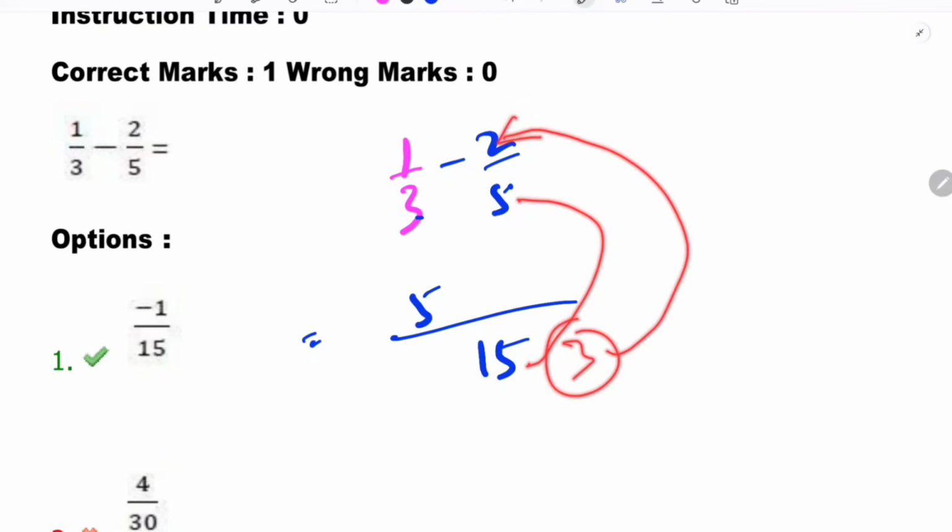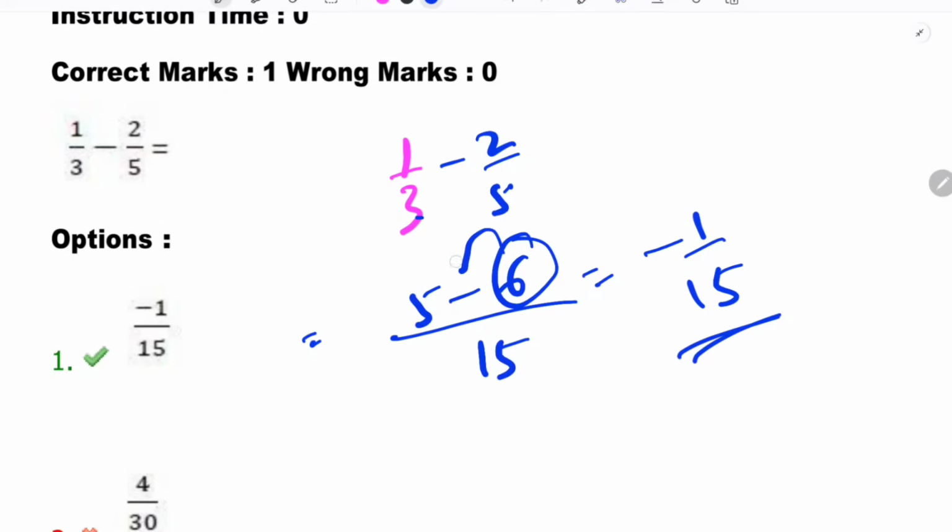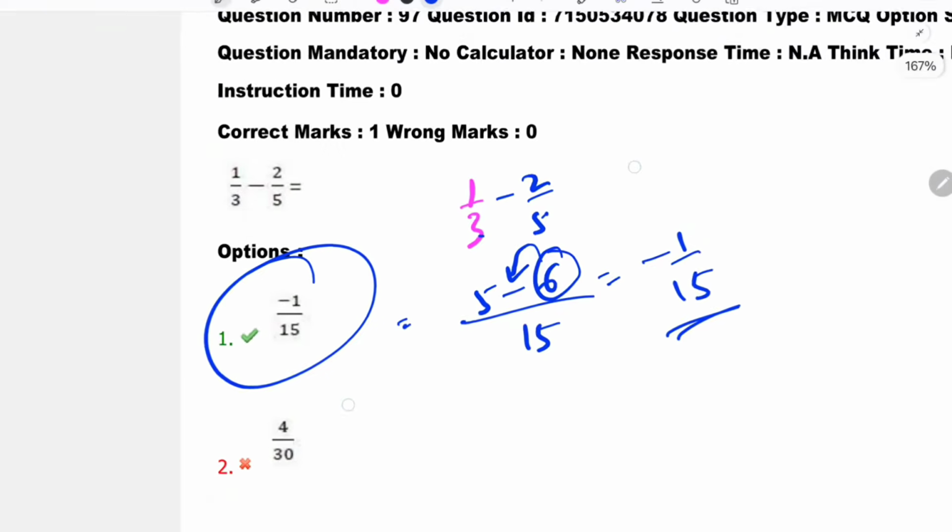This 3 multiplied by this one, 3 2s are 6. Right. So you have to do here minus in the middle, then 6. That is what? 5 minus 6. So minus 1 by 15, because the bigger value is 6. So you will get the sign of the bigger value, that is minus 1. 5 minus 6 means minus 1 by 15. That is what we have, the correct answer here.